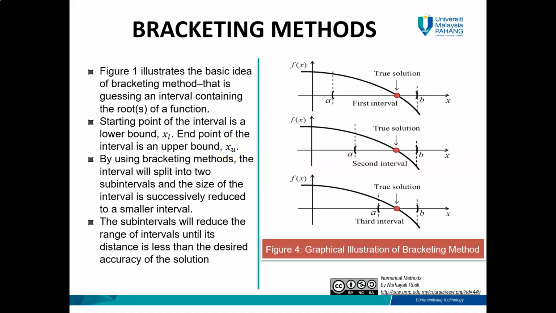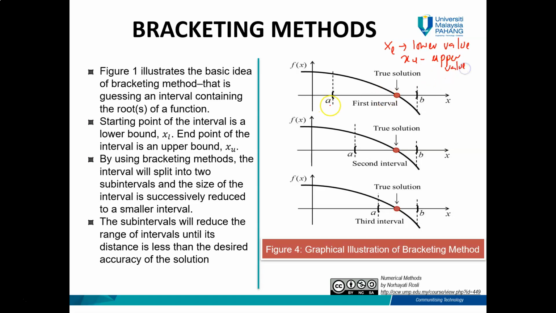So we meet again. In this video, we will learn how to solve or find roots of equation by using bracketing method. If you see here, this figure 1 illustrates the basic idea of bracketing method, that is guessing an interval containing the roots of equation. For example, as you learned previously, XL is the lower value, and we have XU as the upper value.